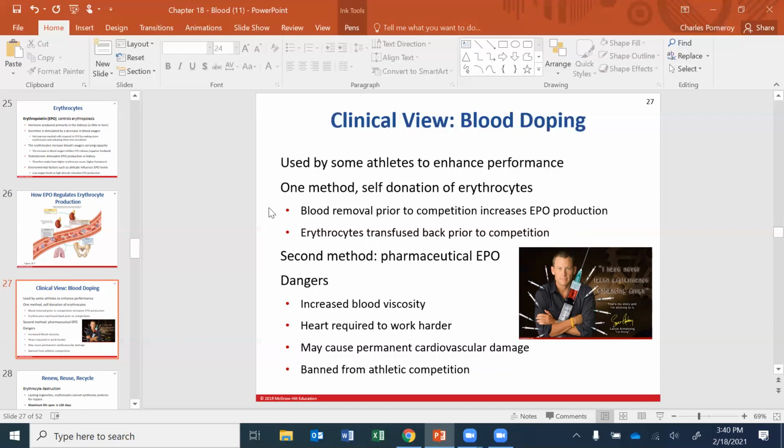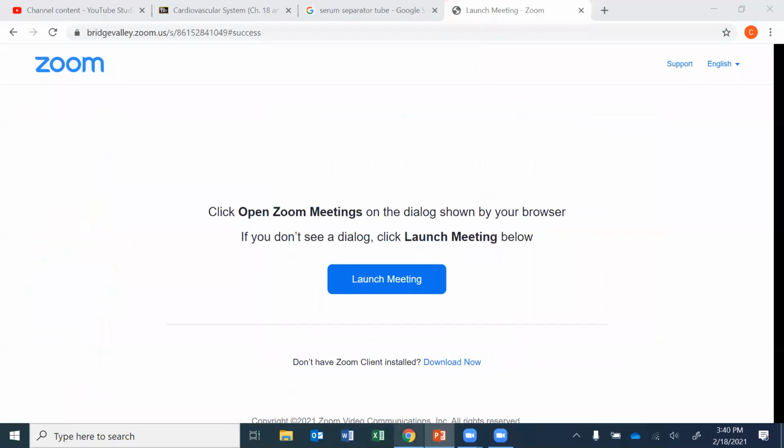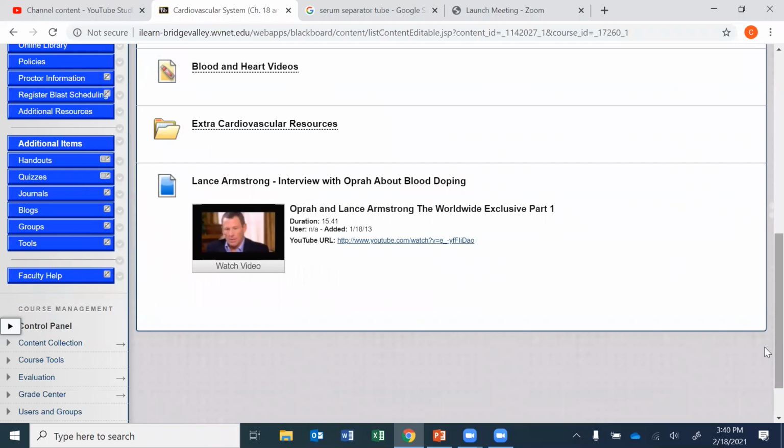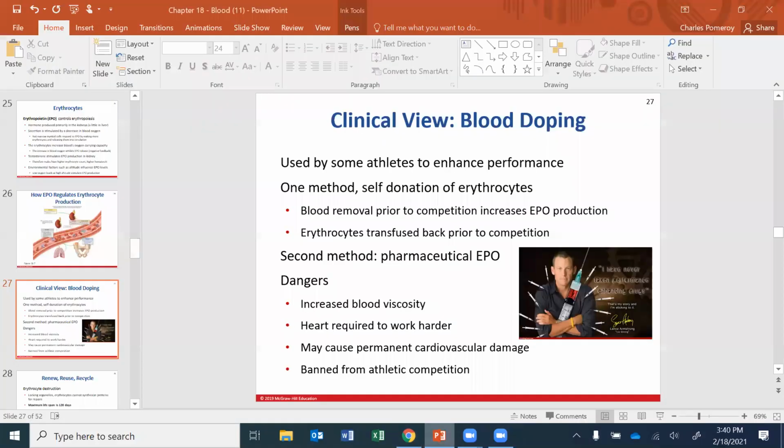Actually, if you watch his Oprah interview, which I did put in Blackboard, if you go into Blackboard and go into the cardiovascular folder, down at the bottom is a video of Lance Armstrong giving his first confession of using performance enhancing drugs. So he and Oprah had a very famous interview where he had been denying for years and years and years that he did not dope, he did not cheat. Then they finally busted him with EPO, and he was like, okay. So he schedules an interview with Oprah, and at the beginning of it, you can watch it.